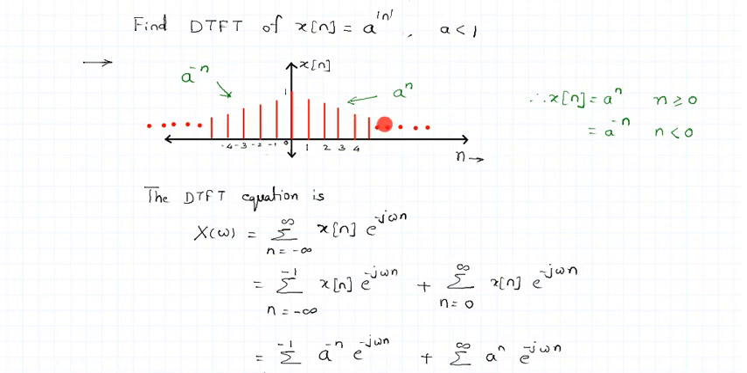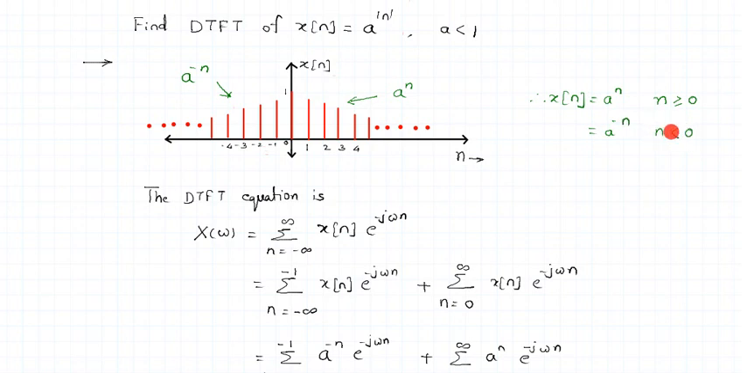So combining this result into a mathematical form, we get x[n] is equal to a raised to n for n greater than or equal to 0. So this is the value of x[n] for positive values of n. The equation of this part of x[n] is a raised to n, where n goes from 0 towards plus infinity. And what is the equation of x[n] for negative values of n? The equation is a raised to minus n, indicated by n less than 0.